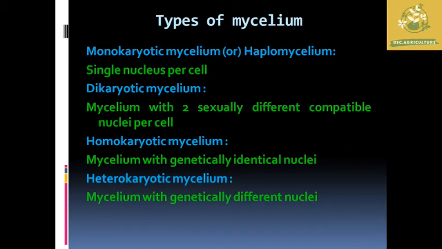While seeing about the types of mycelium, they are monokaryotic mycelium or haplomycelium, where a single nucleus is present in the cell, or dikaryotic mycelium, the mycelium with two sexually different compatible nuclei per cell. The homokaryotic mycelium is present with genetically identical nuclei, and the heterokaryotic mycelium is where the nuclei have different genetic makeup.